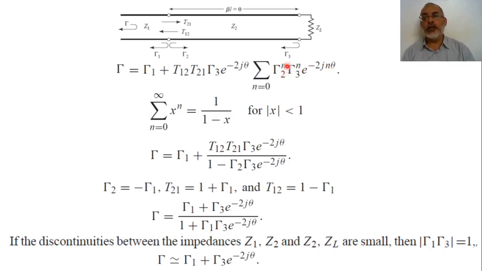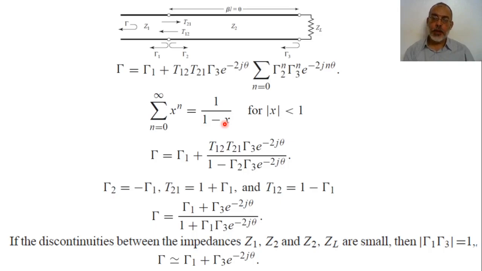It should be noted that the magnitude of the reflection coefficient is always less than unity. This means that the magnitude of the argument of this infinite summation is less than 1. We know from mathematics that the summation of x to the power n for n equals 0 to infinity, where the magnitude of x is less than 1, equals 1 over 1 minus x.